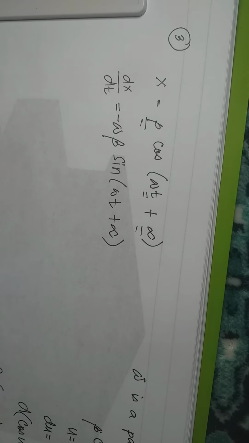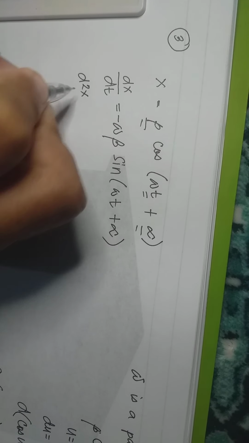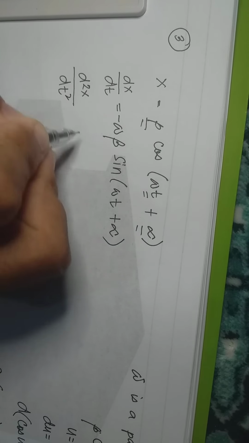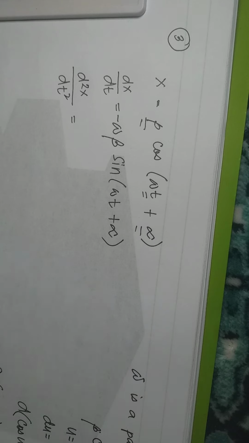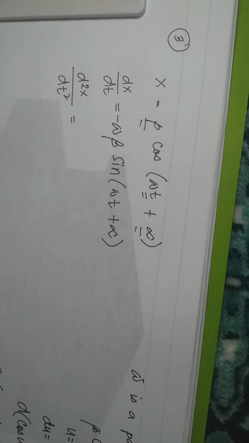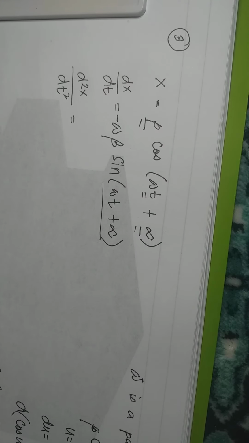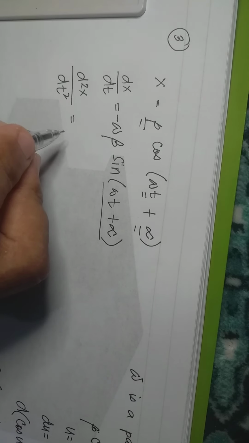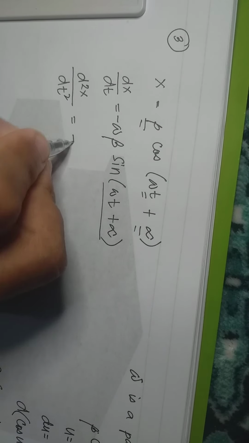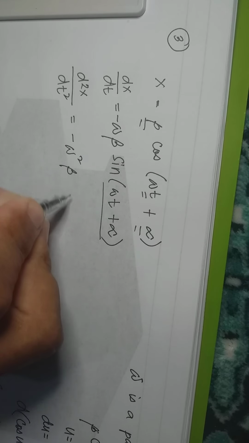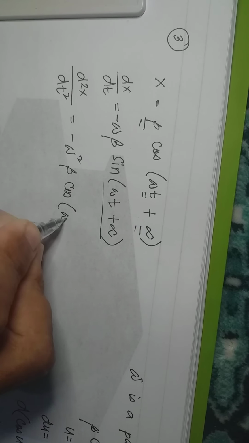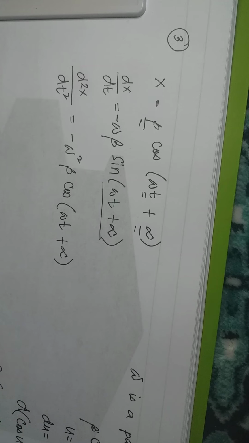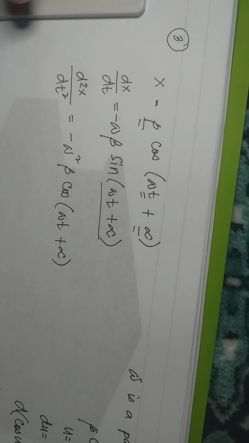How about the second derivative? d squared x over dt squared. We only need to differentiate this once again. Okay? So again, your u here is Wt plus alpha. The second derivative, therefore, must be negative W squared beta. The derivative of sine is positive cosine. Cosine (Wt plus alpha). So we have the three derivatives that we needed.